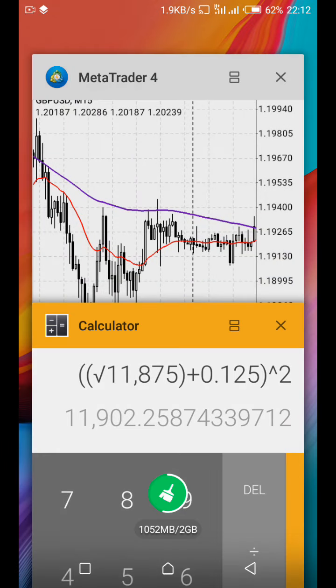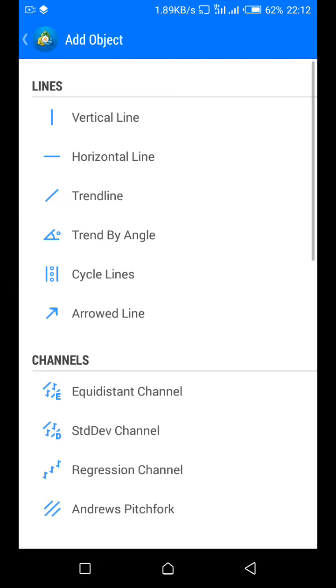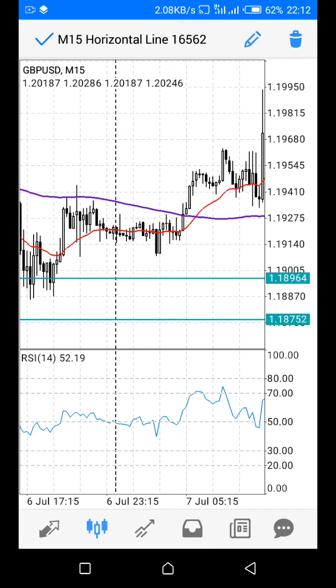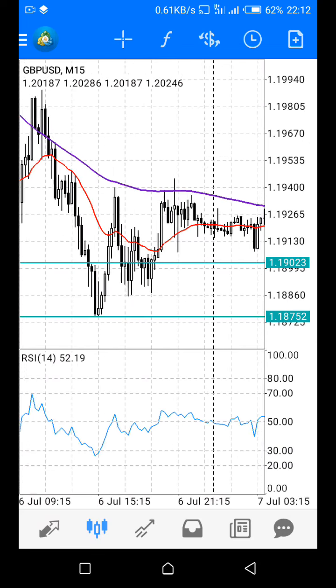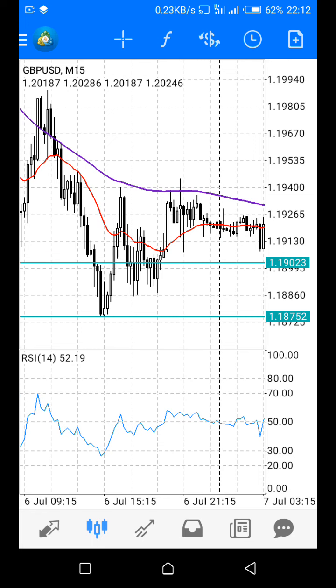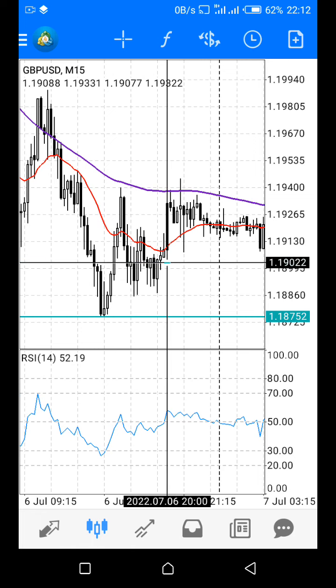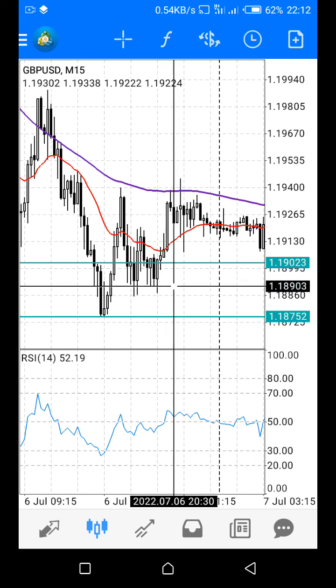Let's see where it is in there. I'll indicate it with my horizontal line. Remember I've brought back my decimal point, so now it is 1.19022. Okay, done. Now this is the first resistance level from this low.